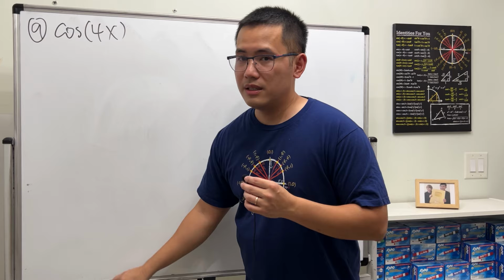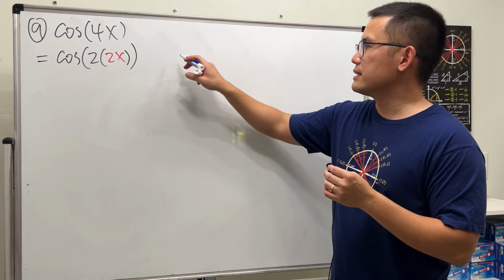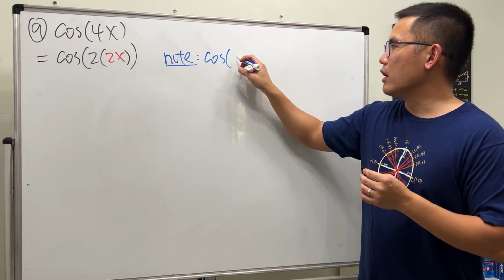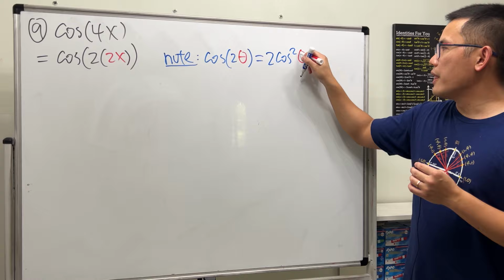But rather, for this right here, let's take a look at cosine of 2 times 2x, like so. And now let me just remind you guys, because this might be a little bit tricky later on. We're looking at a double angle for cosine. Cosine of 2 theta. Just like what I told you, it has three versions. The first version, the one that we used earlier, is 2 times cosine squared theta, and then minus 1.